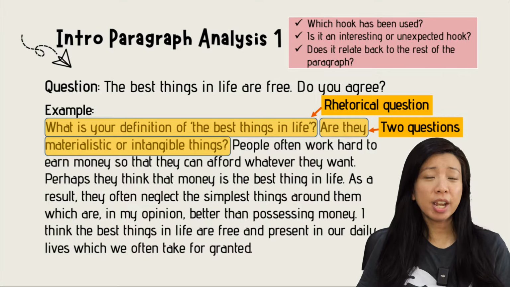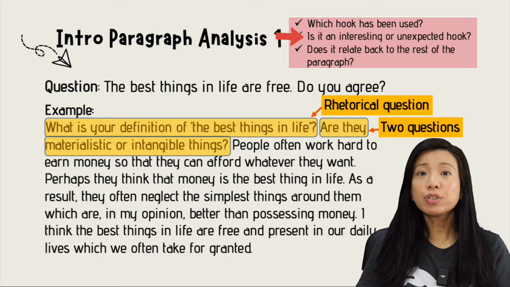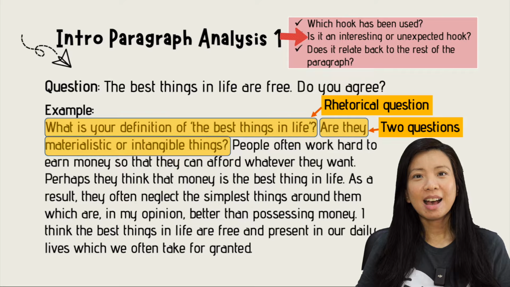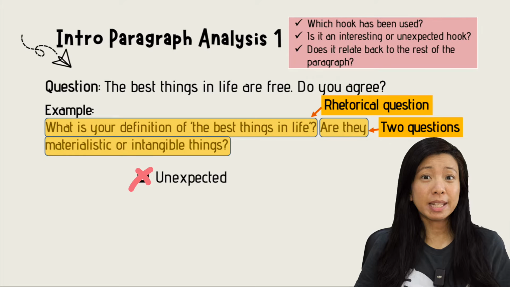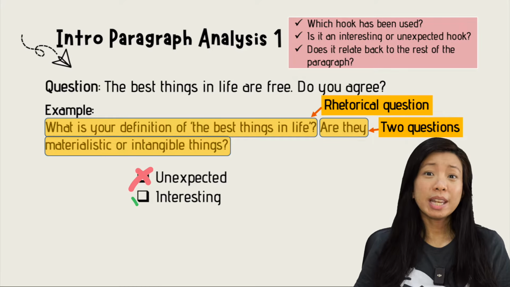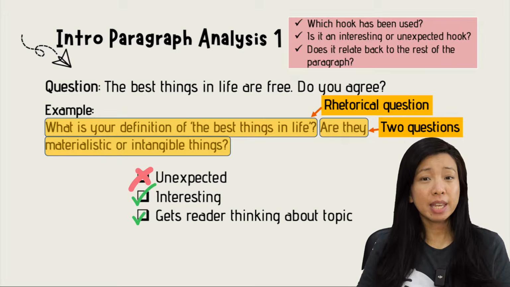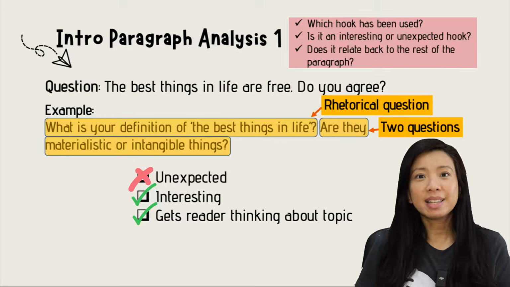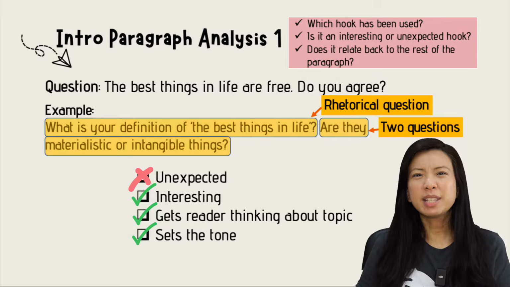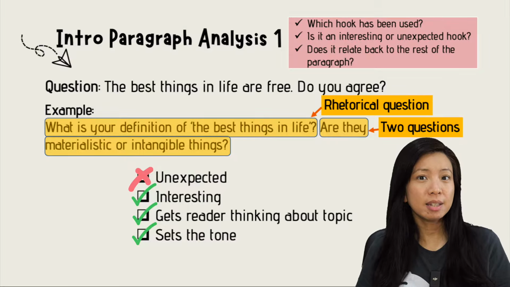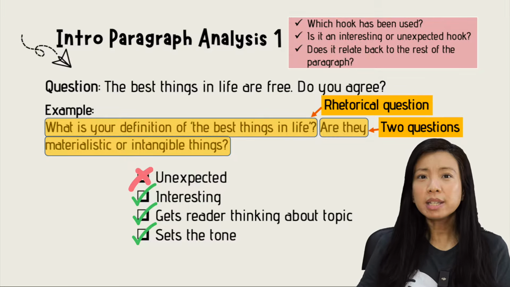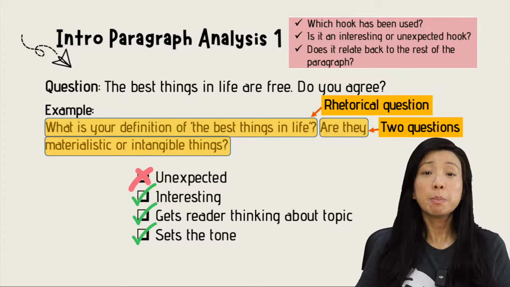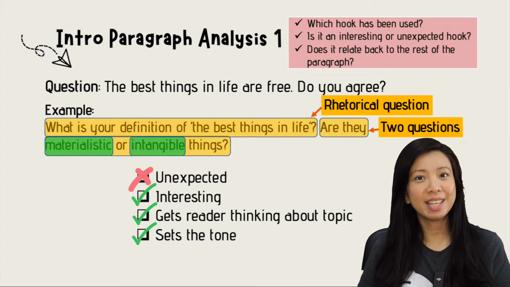Now, the second thing on the checklist is, is it an interesting or unexpected hook? I don't think it's a really unexpected hook, but it is pretty interesting because it gets the reader thinking about their own opinion of what the best things in life are and whether they're free or not. It also kind of sets the tone for the rest of the essay, telling the reader that the writer is going to be focusing on either materialistic or intangible things.